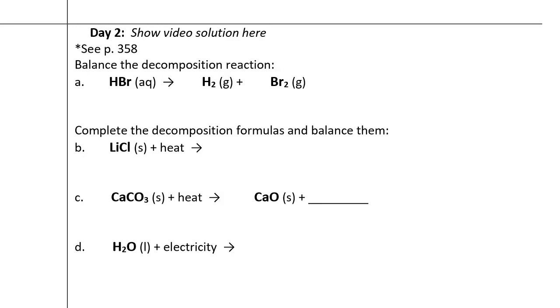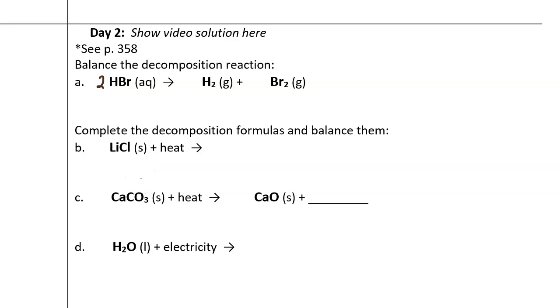So to balance it, we need coefficients. On the left side, we have one hydrogen, but on the right side, there's two hydrogens. So let's put a 2 in front. That also makes it have two bromines, and that's a good thing because over on this side there are two bromines. That balances it. We're just leaving a 1 in this position and a 1 in this position.